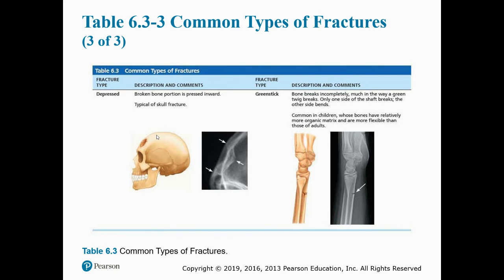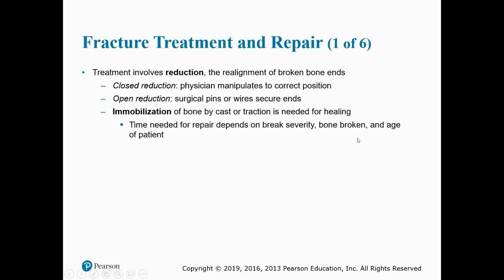Greenstick fractures are incomplete fractures, so they don't go across the whole bone. So you can imagine if you broke a branch off a tree, but it didn't totally come off, part of it is still connected. That is similar to what we look at when we look at a greenstick fracture. So in order to fix these fractures, we have to do something. What we do is what's called a reduction, and that's the realignment of that bone. Bone will heal itself, right?